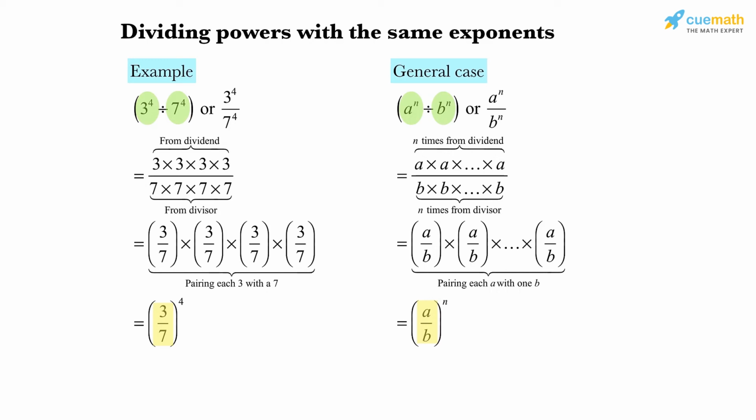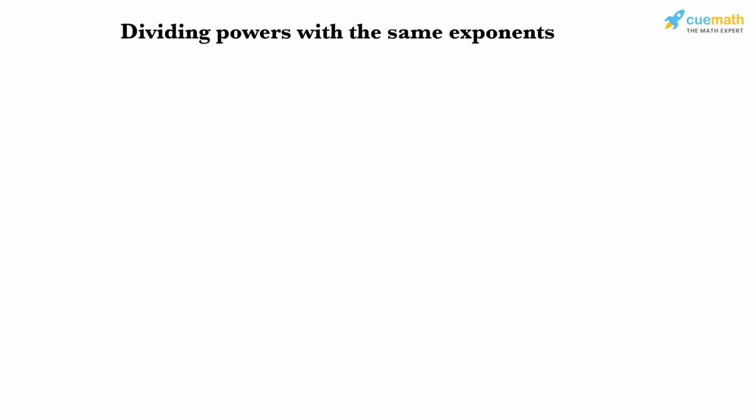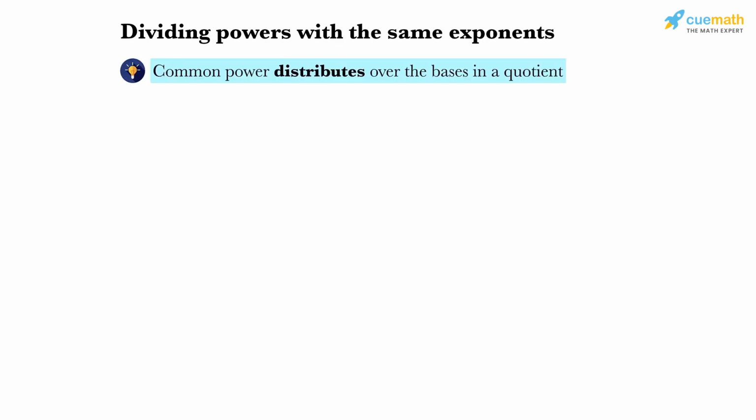So to divide two exponential terms with the same exponent or power, like a to the power n divided by b to the power n, you can first divide a and b, the two bases, and then raise this quotient to the power n. To remember this rule easily, you can think about it as a common power distributing over the bases in a quotient, just like it distributes over the bases in a product.